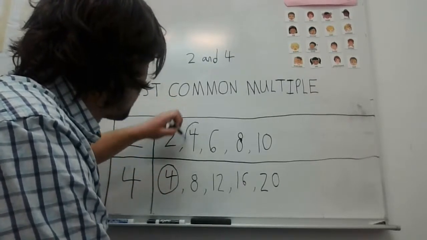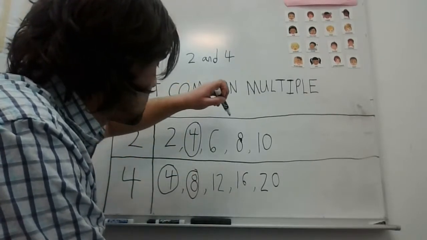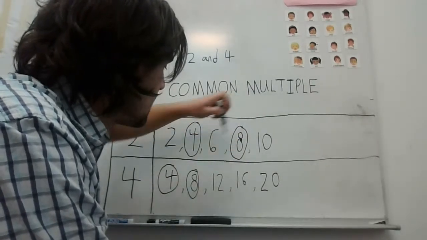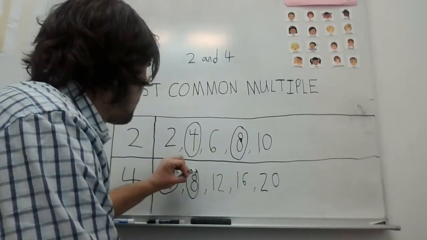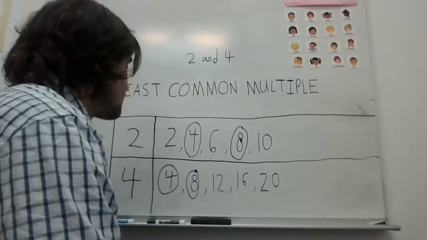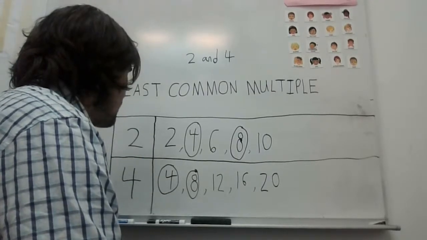4 is both a multiple of 4 and a multiple of 2. 8 is both a multiple of 4 and a multiple of 2. So we have 2 different multiples in common between 2 and 4 so far, just by writing down the first 5 multiples. Which one is the least common multiple?